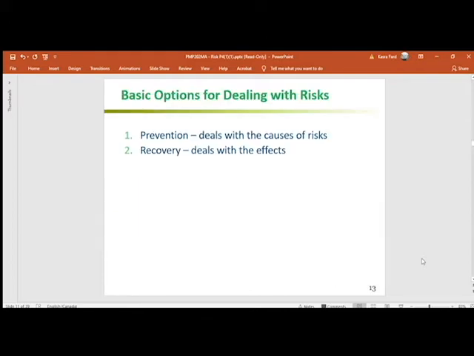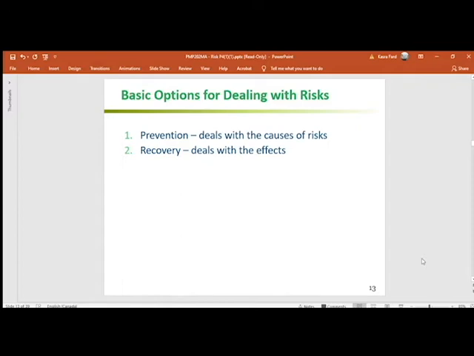Prevention strategy happens before the risk happens, before the risk is realized, before the risk turns into a problem or issue. And it deals with the causes of the risk. We focus on the causes of the risk. The recovery happens after the risk has been realized, has happened, has turned into a problem or issue, and it deals with the effects, how we can recover from the risk itself.